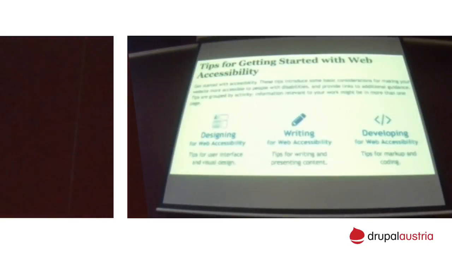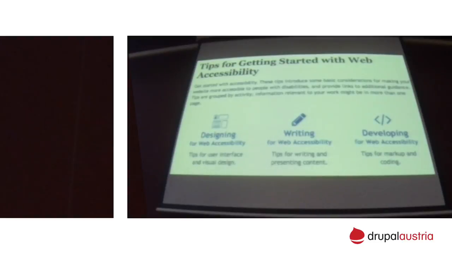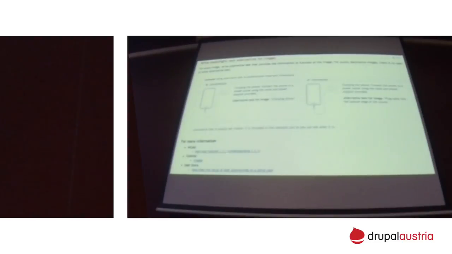Surprise, W3C has something for you. It's called the Getting Started Tips for Web Accessibility. Sorry, it's called Tips for Getting Started with Web Accessibility. Another one of those bloody obvious documents. And we got three sets of those tips out there for designing, writing, and developing. Those are actually pages with a lot of single, small tips to read, to think about, and to understand. This, for example, is one of the writing section.